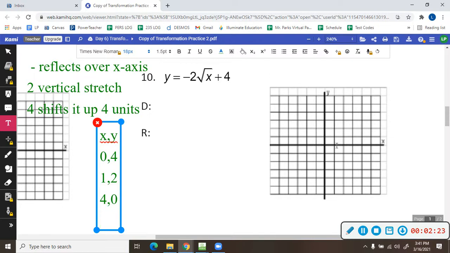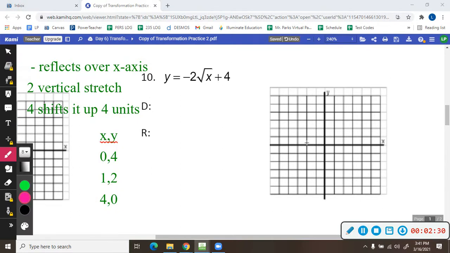Next, I could plug in 9, but it doesn't look like 9 is going to fit in here anyway. So let's see what this looks like. It starts at 0, 4, which makes sense because the parent starts at the origin. And all we're going to do is move it up 4 units. That's why the first, we call this the vertex. It's going to start at 0, 4. 1, 2, 3, 4. Now normally it would look something like this, but because of the negative, it's going to look flipped over. Okay?